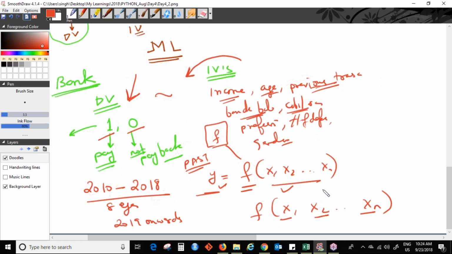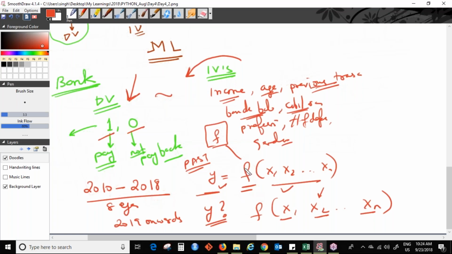the bank will simply put these values into the function, and the bank will get y. So this is what the banks want. The bank will know in advance whether the customer will pay back his loans or not. Obviously, it will not be 100% correct. Sometimes the model will make errors. So this f is called the model.